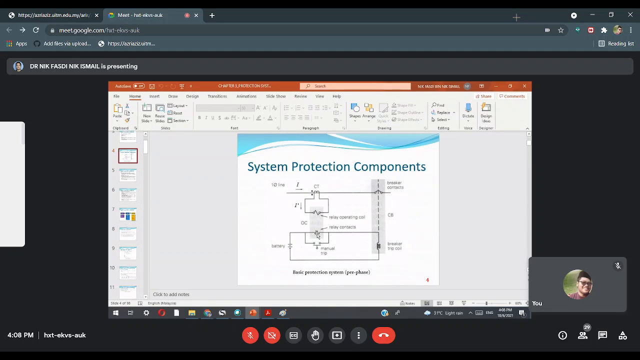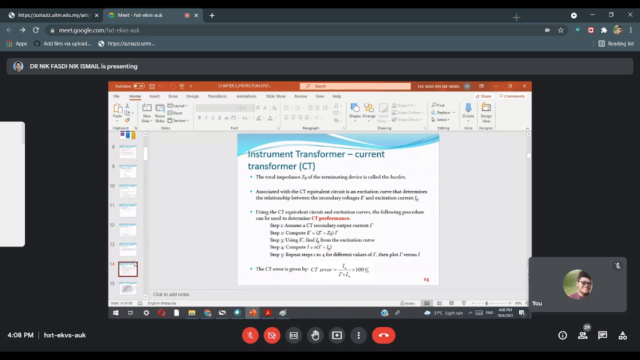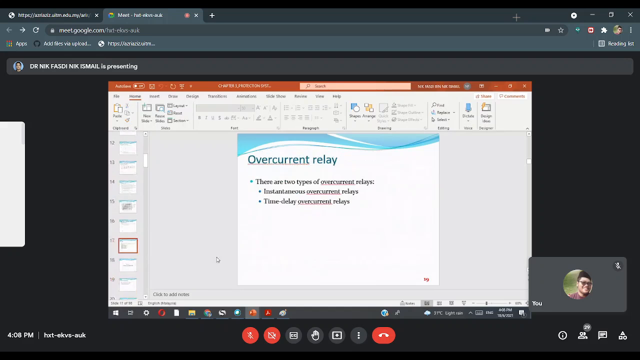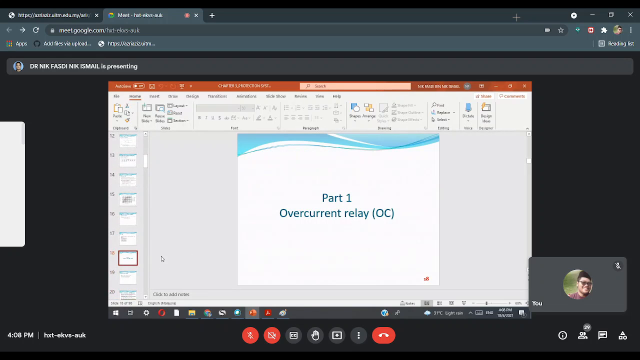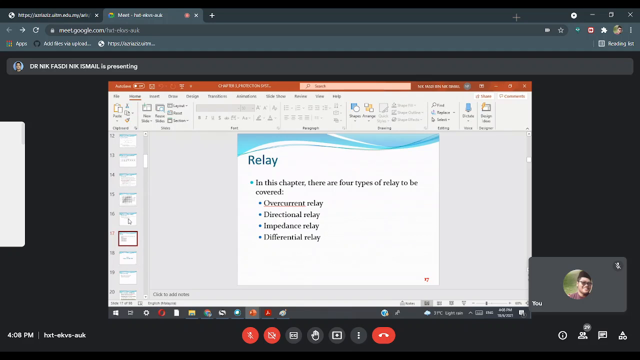Ini contoh overcurrent relay, not only overcurrent relay, dia ada type of protection relay. Ini contoh. Kita ada many type of relays. Ini pun dia beritahu dia ada how many types of relay kat here. Okay, relay. So we have overcurrent relay, directional relay, impedance relay, and differential relay. Ada 4 type of relay yang kita boleh guna untuk buat protection.